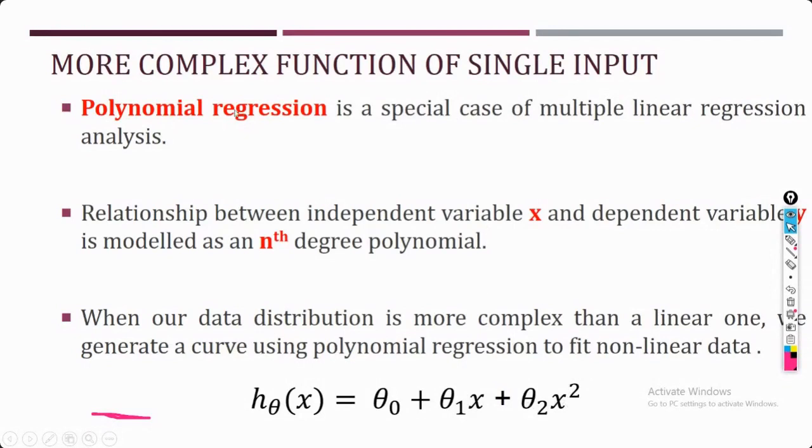So that's why polynomial regression is considered a multiple linear regression, because here we are going to have more than one dimension. The first is your x, the next is your x squared, so it's more than one. That's why it comes under a special case of multiple linear regression.